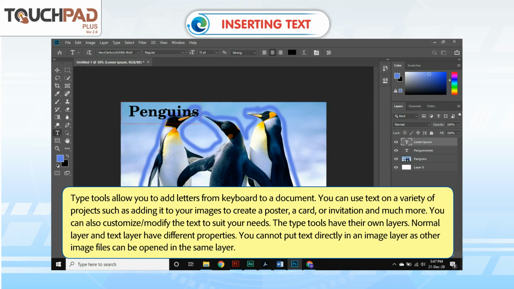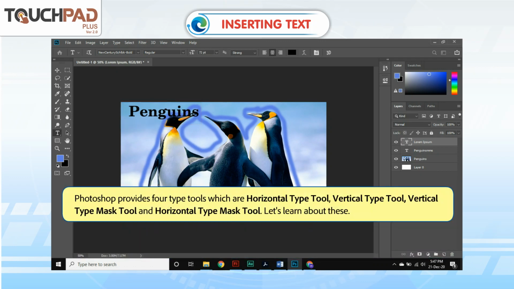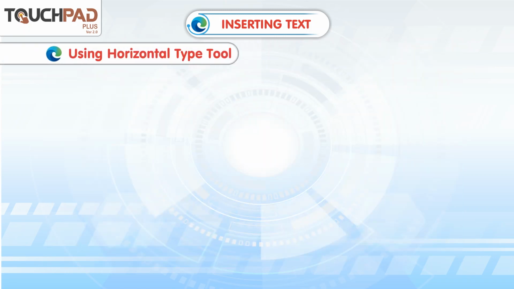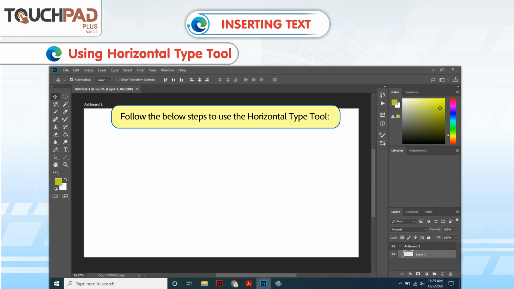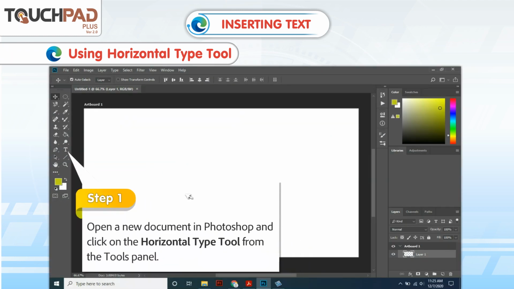You cannot put text directly in an image layer, as other image files can be opened in the same layer. Photoshop provides 4 type tools, which are Horizontal Type Tool, Vertical Type Tool, Vertical Type Mask Tool, and Horizontal Type Mask Tool. Let's learn about these. Using Horizontal Type Tool. Follow the below steps to use the Horizontal Type Tool. Step 1.